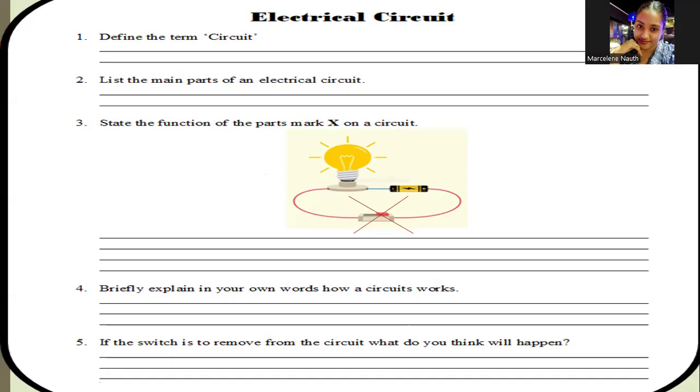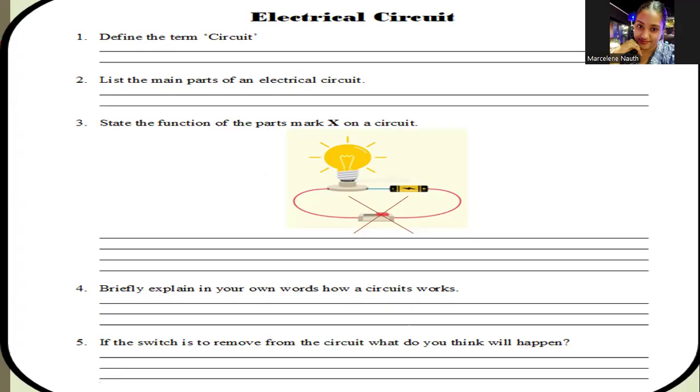Very good, right? Now, can Malia stand and tell me the main parts of an electrical circuit? The switch, the bulb, very good. The wires, and the battery. Excellent job.